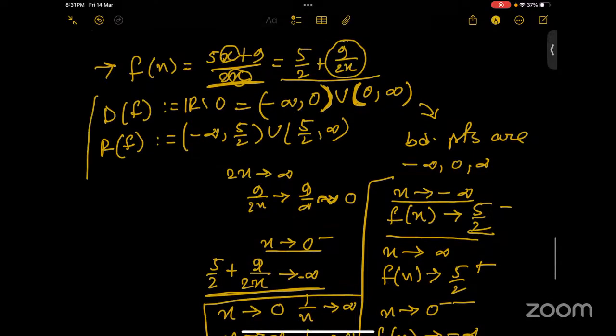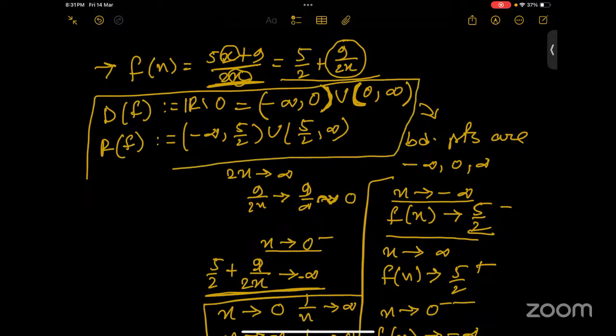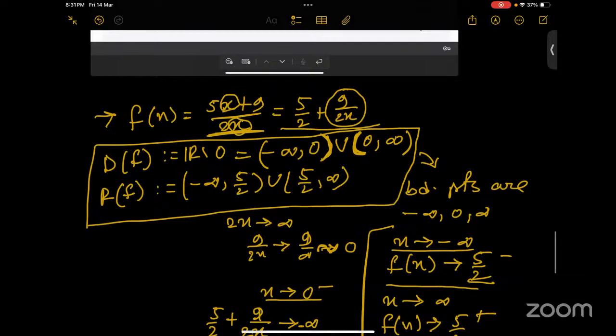Okay. So 5 by 2 will be an asymptote. Yes. Correct. So this is our range and domain then. Is it fine? Any doubt? Okay, ma'am. So, 5 by 2.